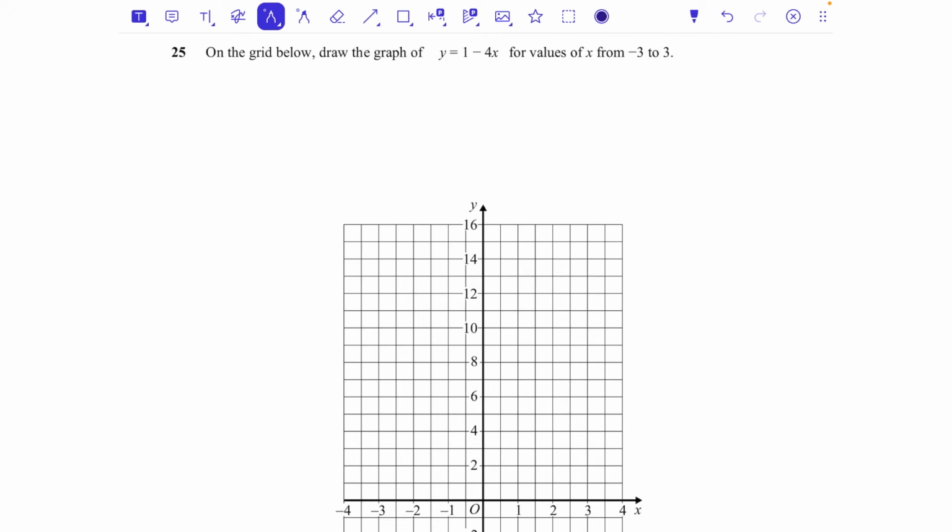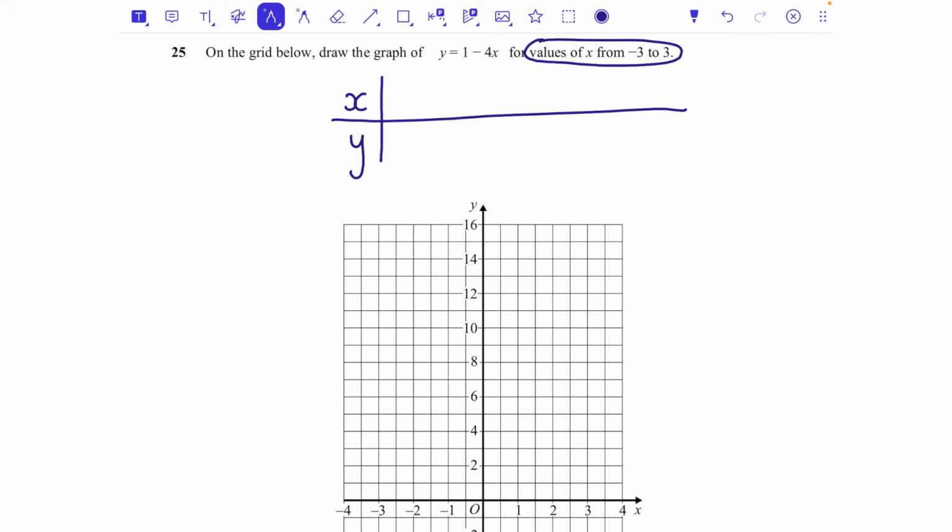So when we are drawing a straight line or a curve or anything on a graph, I'm going to do a table of values. Now, a table of values looks a little bit like this. We're going to put an x on the top and a y on the bottom, alphabetical order, if that helps you remember. And it says we want to do values of x from minus 3 to 3. So that means I'm going to do the x numbers going from minus 3 as the first number, and then minus 2, minus 1, 0, 1, 2, 3.